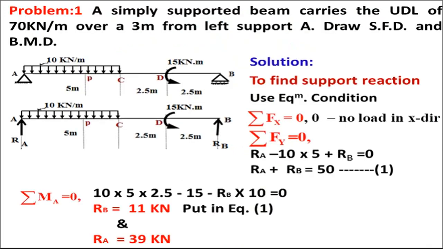Now see the next problem. The problem statement is like this: a simply supported beam carries a UDL of 70 kilonewton per meter over a 3 meter span. Now it is not 70, it is 10, because in the diagram you can see it is 10. So make this correction. It is 10 kilonewton per meter over a span of 3 meters from the left support. From left support it is 3 meters.